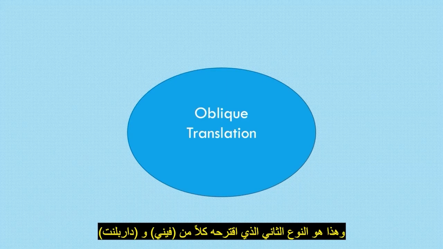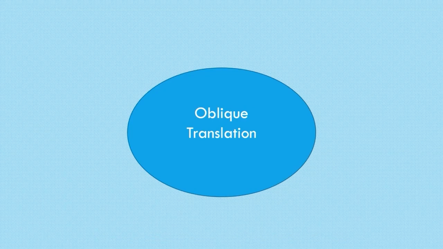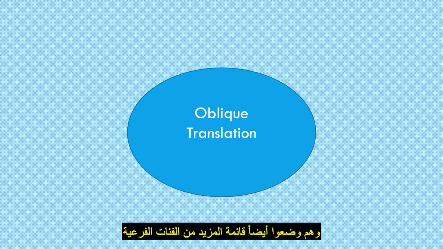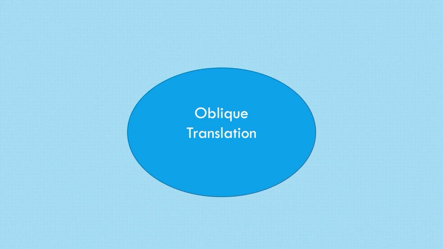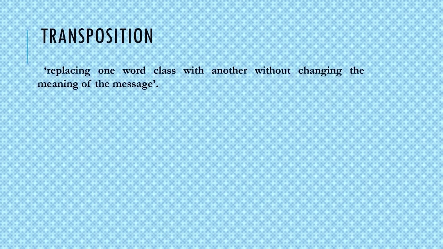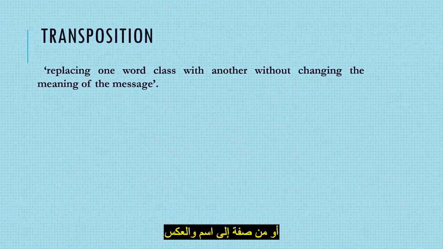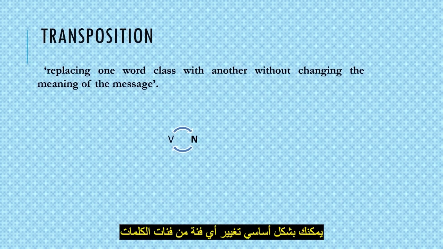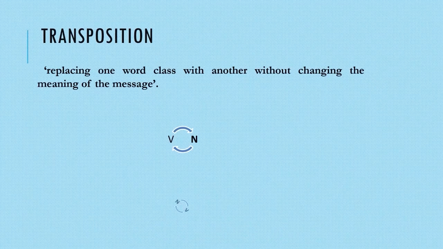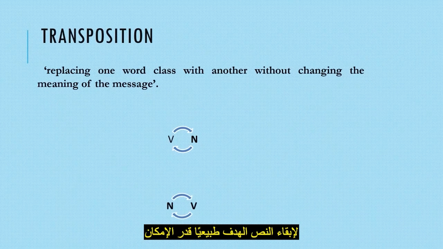This is the second type proposed by Vinay and Darbelnet. They also listed further subcategories. Transposition, for example. Transposition involves replacing one word class with another without changing the meaning of the message. We can change a verb to noun, a noun to verb, an adjective to noun, a noun to adjective. You can basically change any category of word to keep the target text as natural as possible.